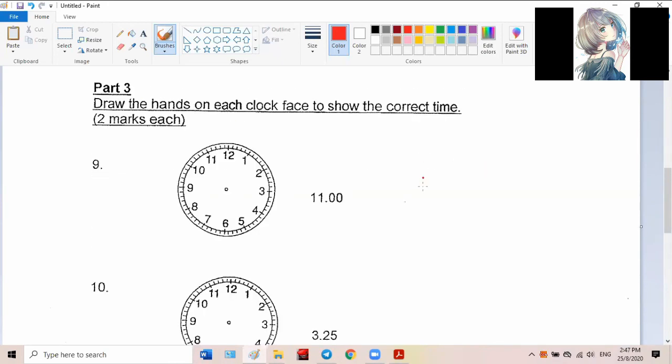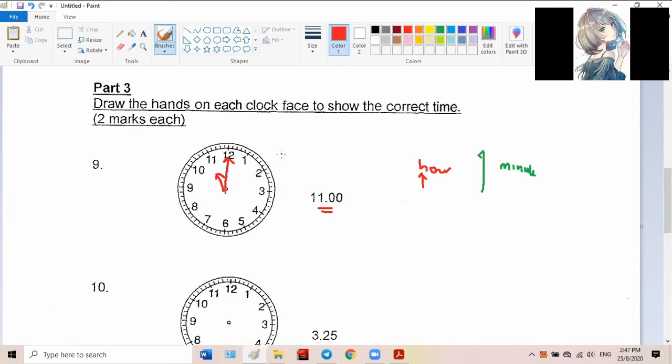clock. The shorter one is the hour. Okay? The longer one, which is maybe the green color one, this is the minute. Okay, come on. So let's draw. You want to draw? Okay. 11 o'clock. So how to draw? You must be short hand here. Hour hand at 11, the minute hand at 12. 11, like that.